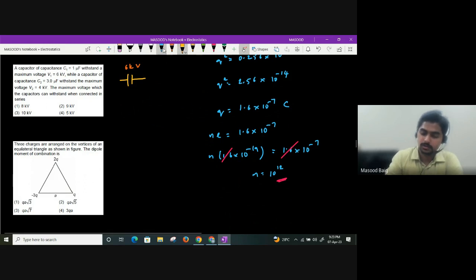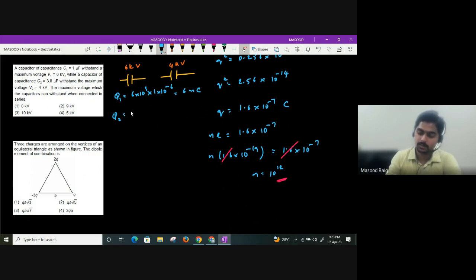And 6 kilovolt means what will be the charge stored in this? Charge can be written as C into V, no? So I'll get 6 into 10 cube into 1 into 10 power minus 6. So I'll get it as 6 millicoulomb. In the same manner, the second capacitor, it can withstand how much? 4 kilovolt. So what would be the charge in the second capacitor? It is given as 3 microfarad. So you have 4 kilovolt. 4 into 10 cube into 3 into 10 power minus 6. So what will I get? 12 into 10 power minus 3. Will I get 12 millicoulomb or not?